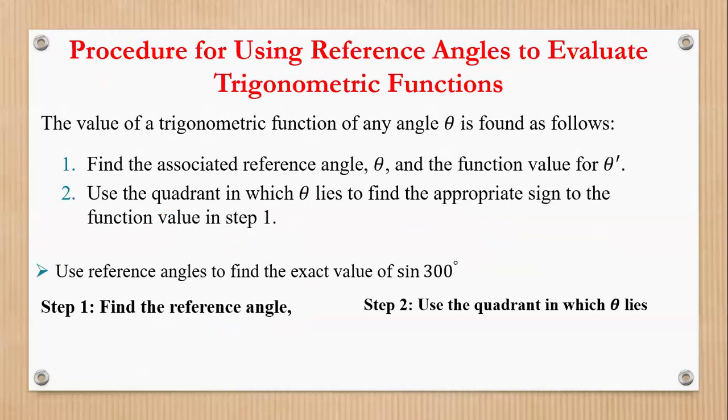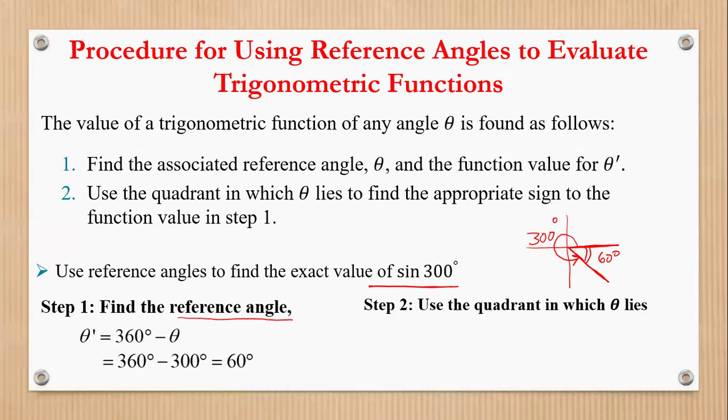For example, it says use the reference angle to find the value of sine of 300 degrees. Okay, first I need to find the reference angle, and a 300-degree angle is in the fourth quadrant. The reference angle is the angle between the x-axis and the terminal side, which is a 60-degree angle. So the reference angle for 300 degrees is 60 degrees. After finding the reference angle, I know that the sine of 300 must have the same value as the sine of 60 degrees, but now I need to check the sign.